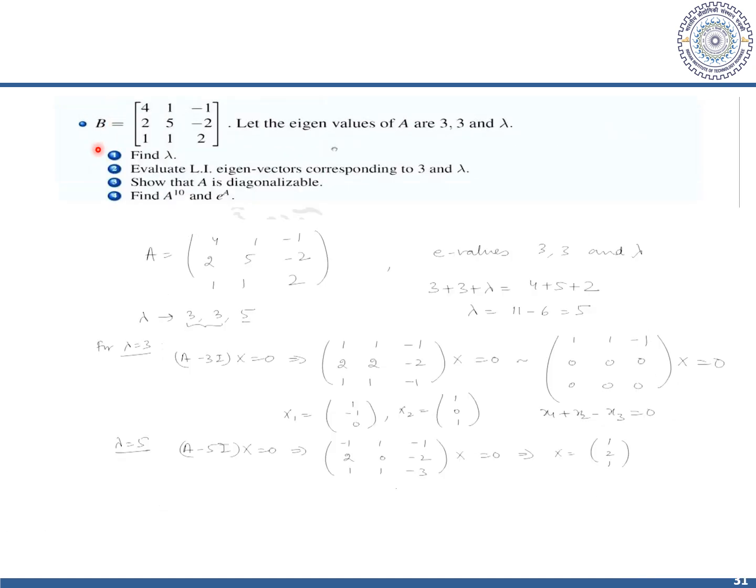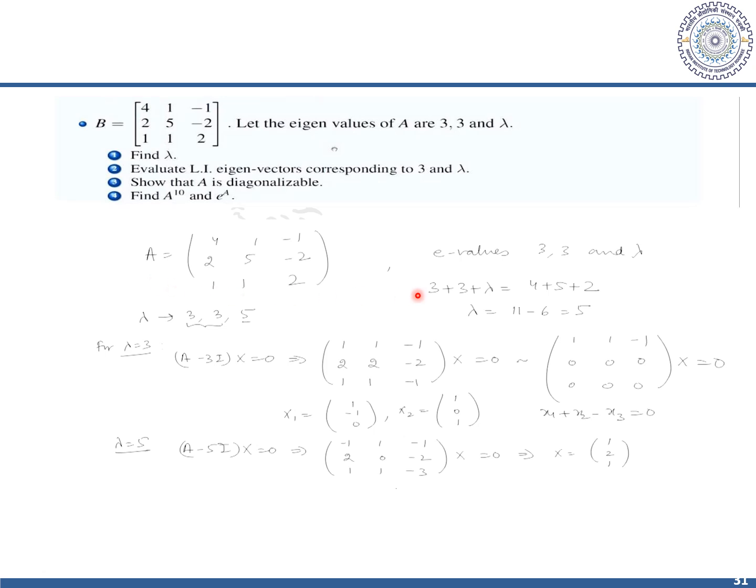So now let's discuss the most important application of diagonalization. Let's consider some matrix A which is diagonalizable. Let the eigenvalues of A be 3, 3, lambda. First we have to find lambda, and then check whether it is diagonalizable by checking whether there are two linearly independent eigenvectors for 3. After checking the diagonalizability, we have to find the values of A to the power 10 and e to the power A.